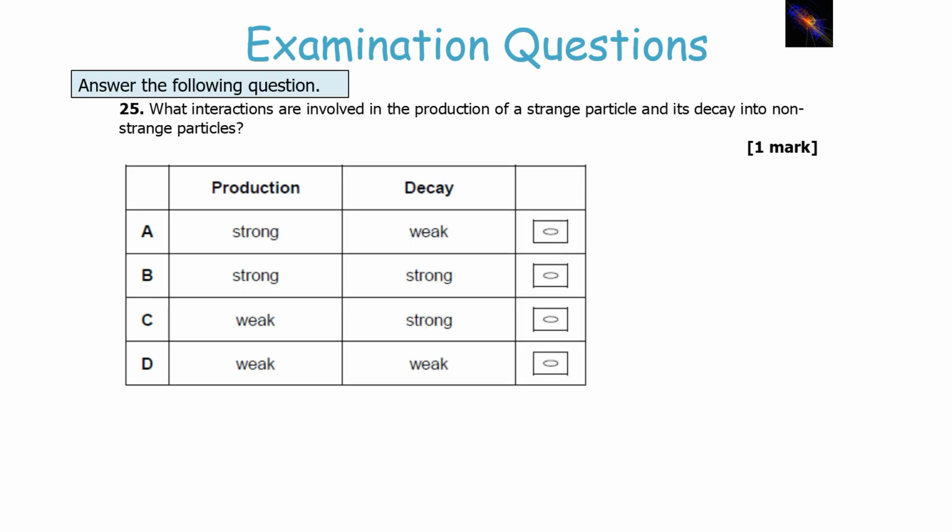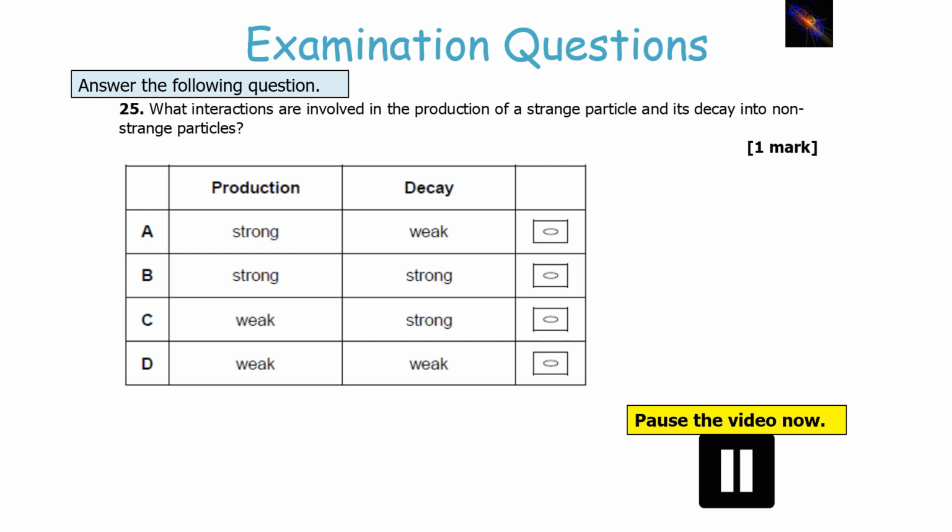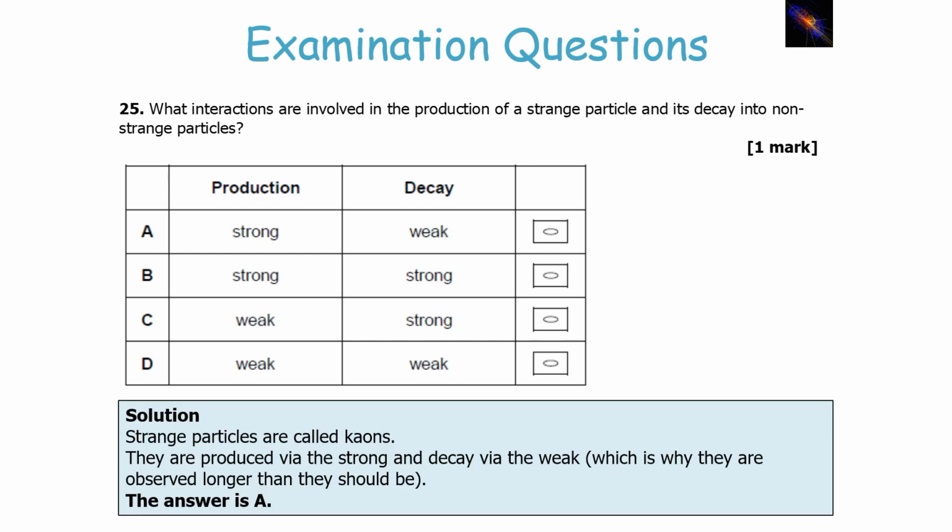Next question, what interactions are involved in the production of a strange particle and its decay into non-strange particles? So pause the video now, then unpause the video when you want to go through your answer. Now, strange particles are called kaons. Now, they're produced via the strong interaction and decay via the weak interaction, which is why we observe them in the universe for longer after a collision than we should do. So our answer is therefore D.